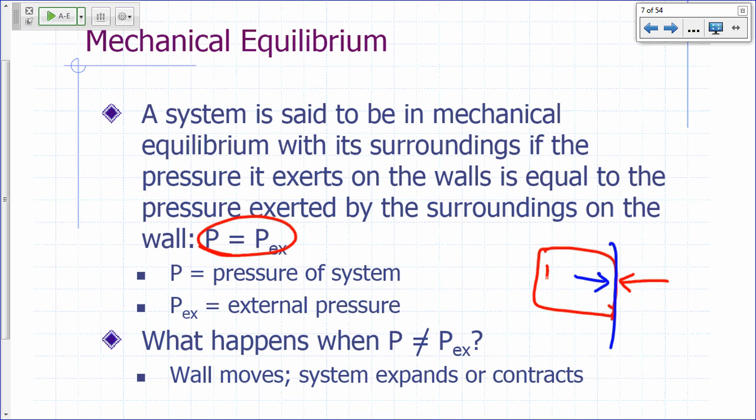So we define P, the force per unit area, as the pressure of the system, and the force per unit area from the outside would be your external pressure. So what happens when those two are not equal? Then we say we're not at mechanical equilibrium. Your wall is going to move, so you either squeeze your system or your system will expand. In what case will your system be squeezed? When the pressure outside is higher. And when will it expand? If the pressure inside is higher than the outside pressure.